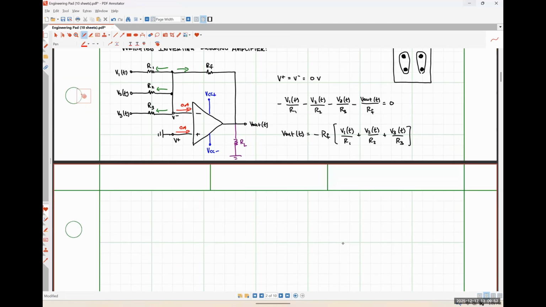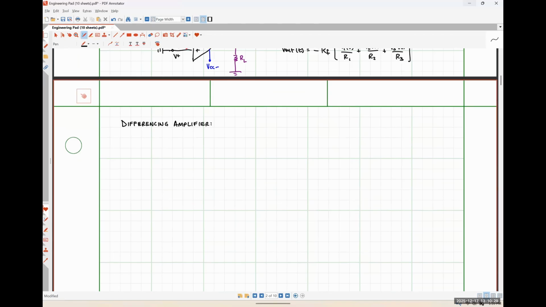All right, differencing amplifiers. So this is an amplifier that has multiple input signals, but this time we're going to put one input signal on the non-inverting side and one input signal on the inverting side. Okay. So we'll do something akin to this. Starting with my op amp again. So this will be V plus. No, sorry, that'll be V minus. My apologies.